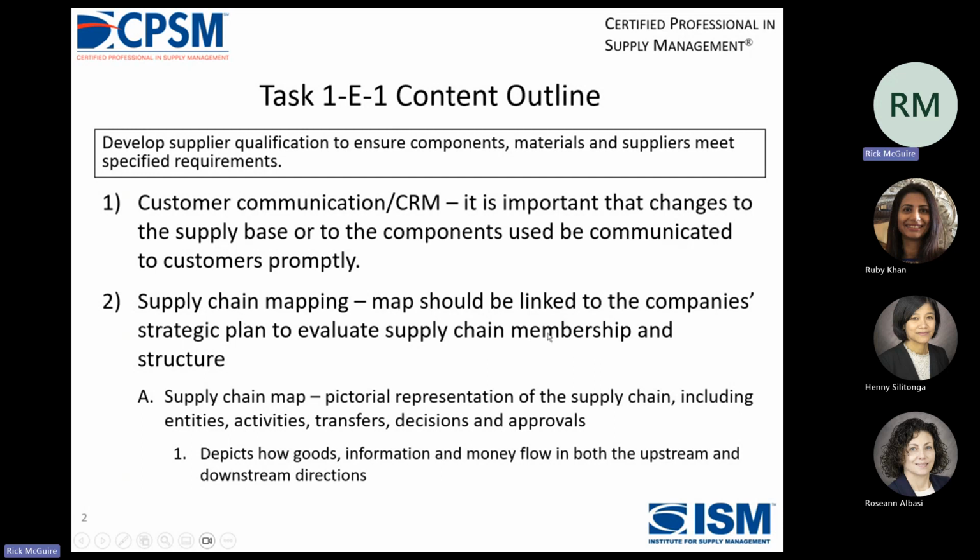And supply chain mapping. So a map should be linked to the company's strategic plan to evaluate supply chain membership and structure. What you want to do is map out with each of your major products, who's providing the tier 1 parts, who's providing the tier 2 parts, etc. It can be a pictorial representation, and it can be as detailed as you want to make it. Depicts how goods, information, and money flow in both upstream and downstream directions.